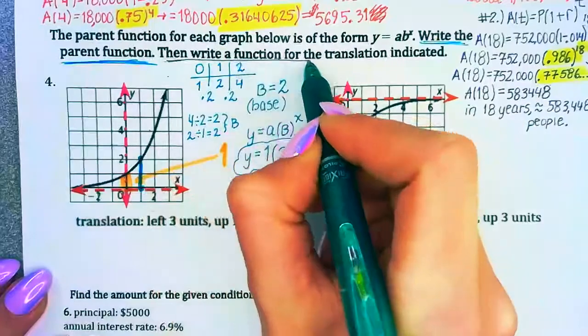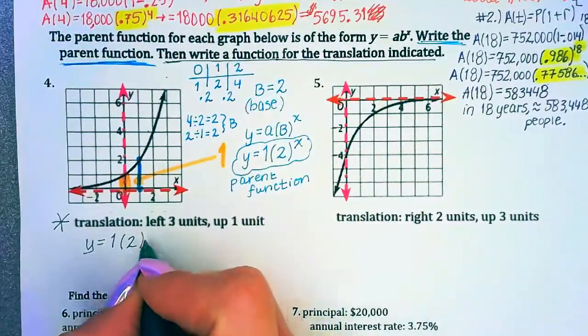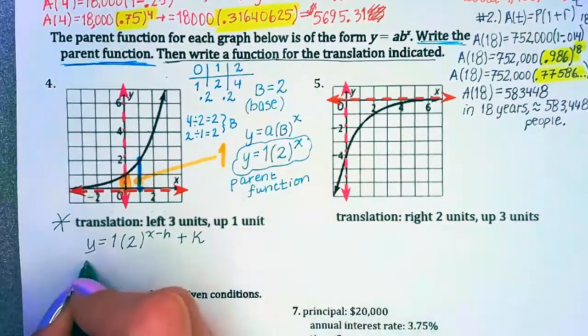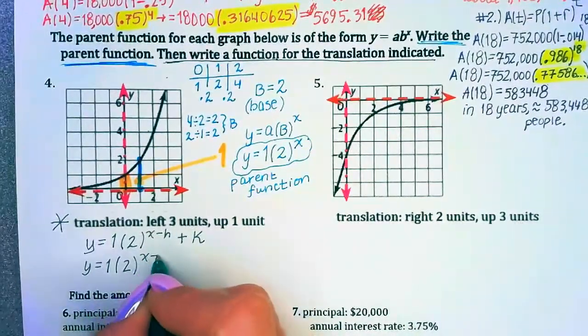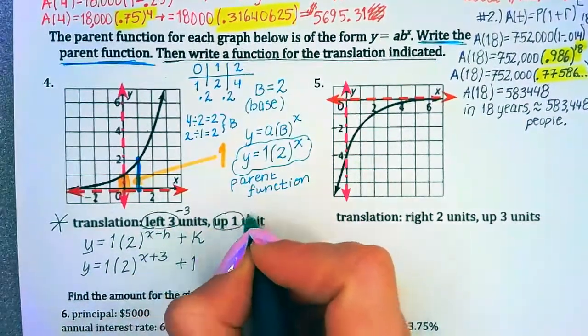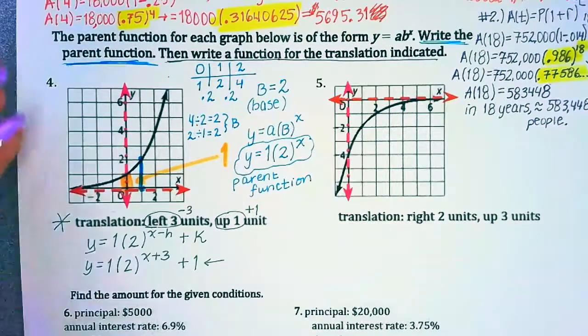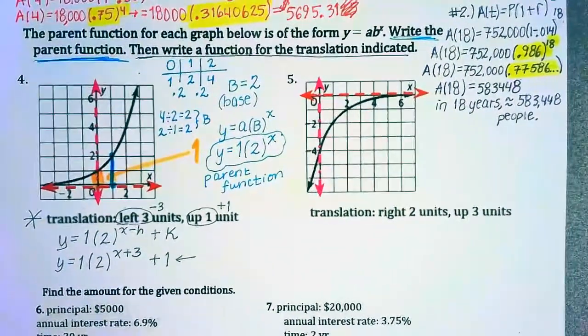As for the translation of left 3 units and up 1 unit, my horizontal transformation can be found wherever the x is. In an exponential function, it's in my exponent, so x minus h in my exponent will become x plus 3. My k, or my up 1 unit, will be a plus 1, which will be found at the end of my equation.